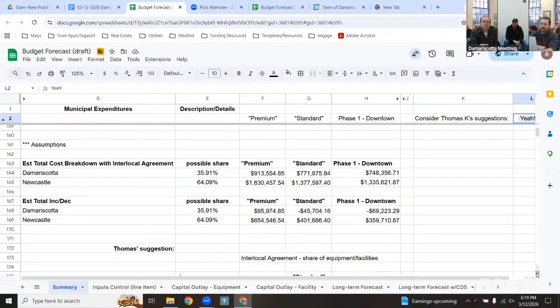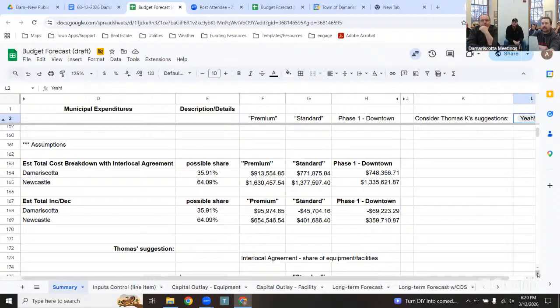So we'd have a 1.377 million, and Damariscotta would have 771. The challenge there is I don't think it's going to be particularly popular. It might be a hard sell for you. Yeah, it would be a lot easier if both of these were cost savings for both towns in that first year. But we'll talk about longer term benefits in a minute.